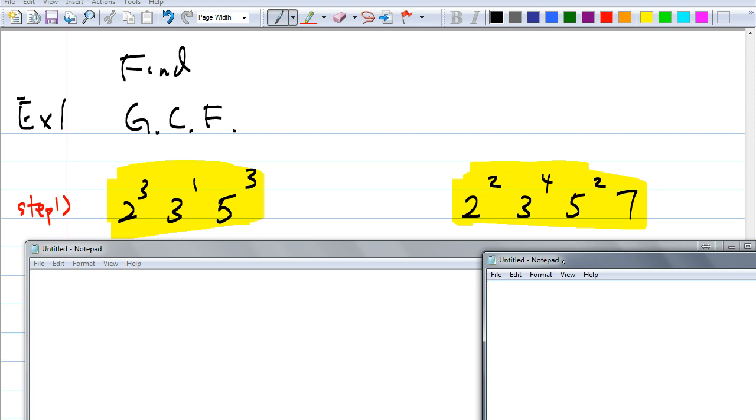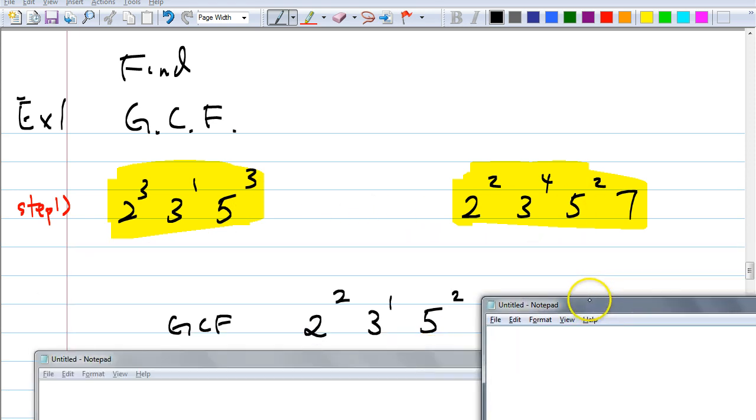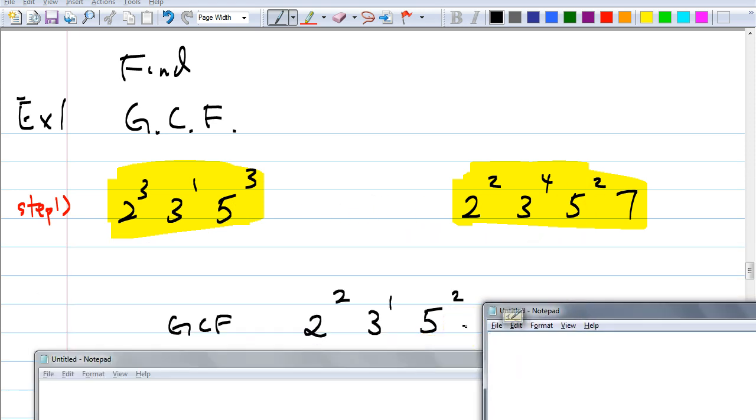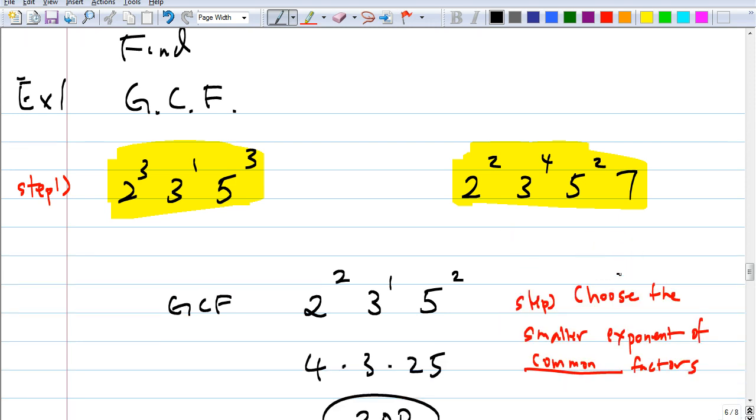So what are the common factors, first of all? Is 2 a common factor? Yes. 3? 5? 7? No. Okay, so 2 to the which power should we choose? We say choose the smaller exponent because we have to make sure it goes into both of them, right? 2 to the what power? Second. 3 to the first. 5 to the second. That's right. There's your answer. Easy. Now, if you were to multiply this out, does anybody know what you get? Ethan? 300, yes, that's right. So you get 300.